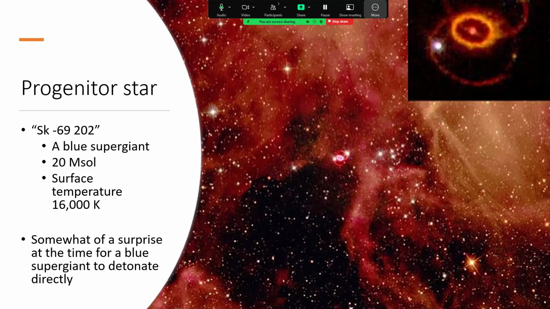So it was a bit of a shock, but now theory has caught up with observations, and we entirely think we understand how blue supergiants detonate under these circumstances. And you can see the lovely explosion in the center of the main image there, and a slightly enlarged version at the top right. You can see the shock waves, the rings moving away.